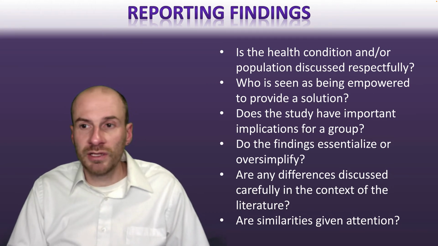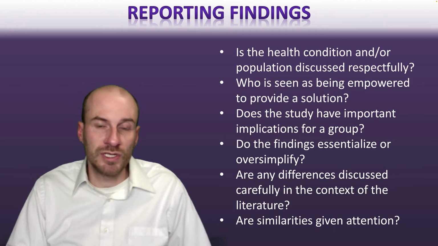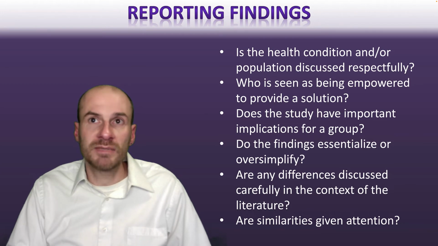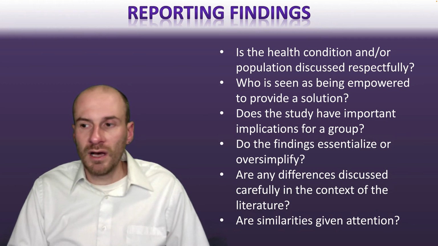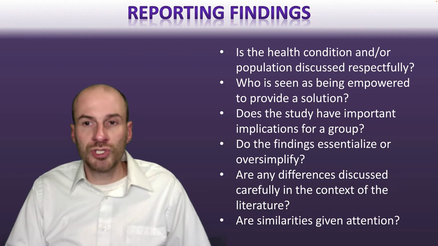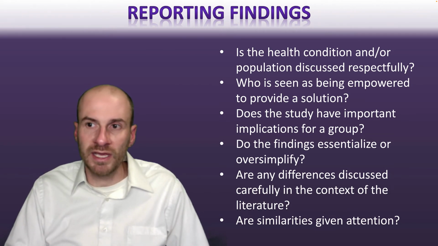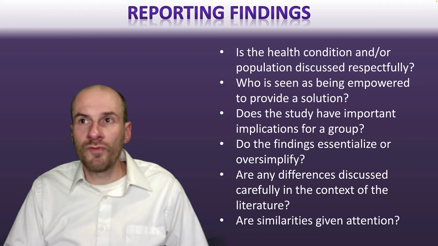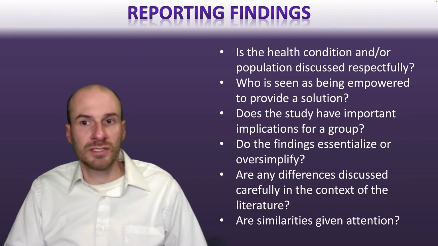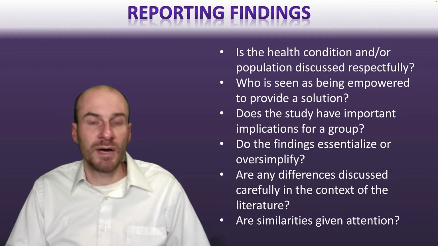You can also ask the question of who is seen as being able to provide a solution based upon this research, right? Very often in research, it's suggested that the solution to this is that some system or some person in power is going to solve that problem for the community. Can we also look at possibilities where the community can solve that problem themselves, right? Can we view other ways that people get empowered based upon this research?